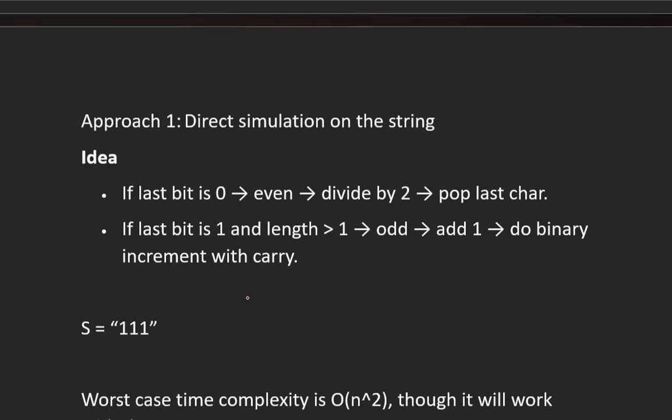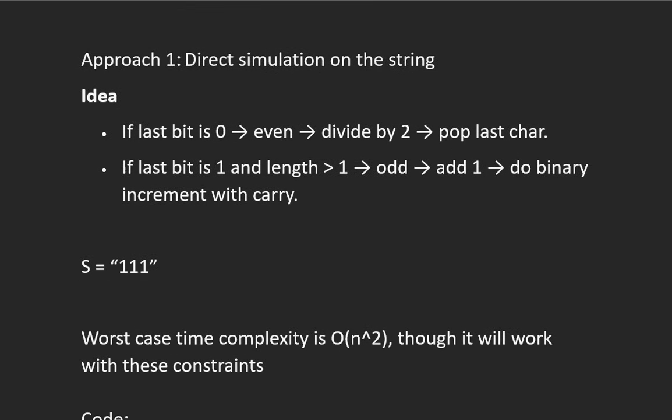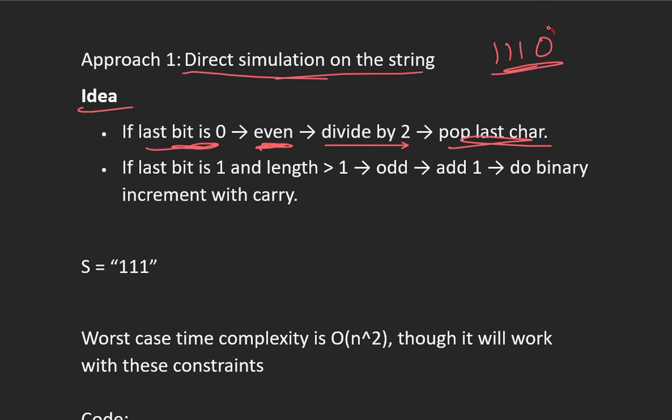So let's see approach one, that is the direct simulation on the string. What is the idea? If the last bit is 0, that means the number is even, so we have to divide by 2. That means we directly remove the last character. Suppose we have 1110. The last bit is 0, that means the whole number is even, so we have to divide it by 2.